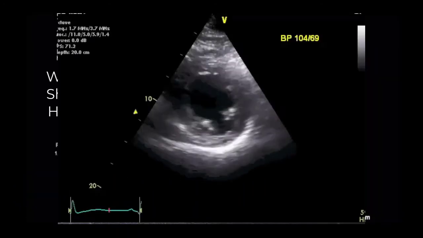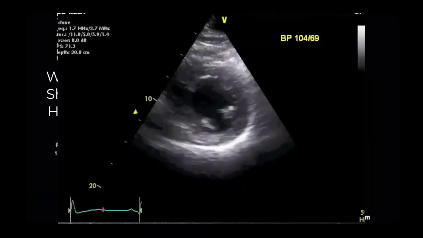Let's look at another patient. She complained of chest pain post-operatively. What's shown here? Can you make a diagnosis?